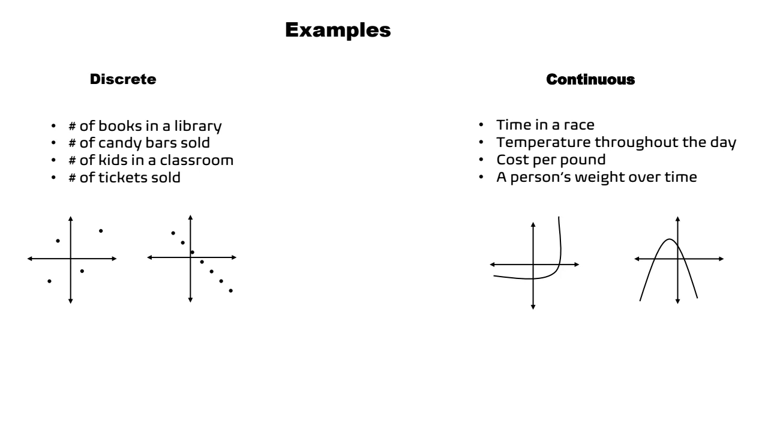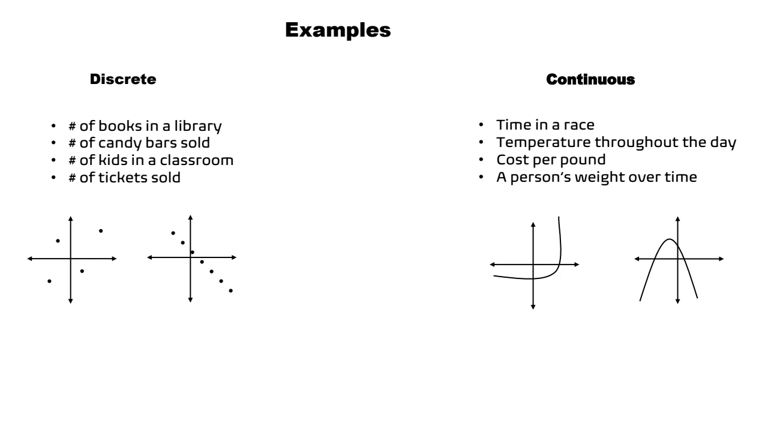For continuous, the variables include time in a race, temperature throughout the day, cost per pound, a person's weight over time. So these are things that we are going to be measuring. So cost per pound. So for example, if you go to the store and you buy chicken, a lot of the times the chicken says, oh, it's $2 per pound. So you can buy a pound and a half, a pound and 3/4, and so on. You can also measure temperature throughout the day. So at 1 o'clock, the temperature was 70 degrees outside. At 1:30, the temperature was 72 degrees, and so on.